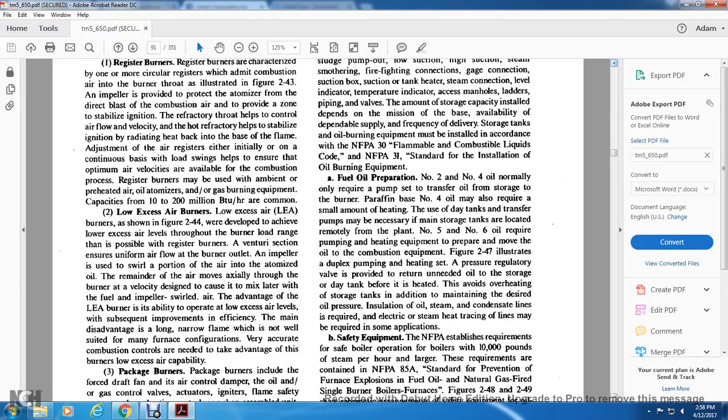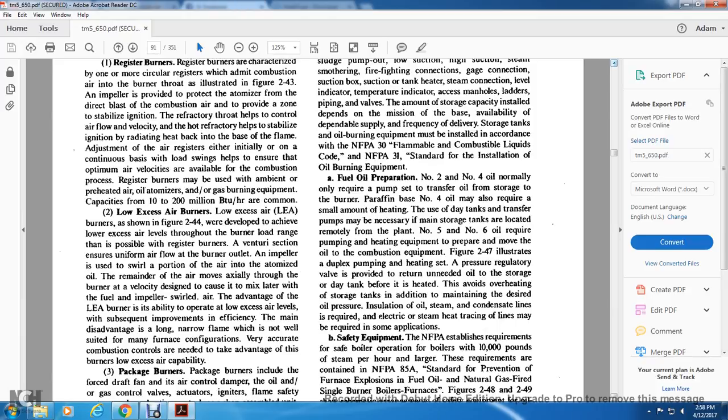Fuel oil preparation. Number 2 and number 4 oil normally only require a pump to transfer oil from the storage to the burner. The paraffin base of number 4 oil may also require a small amount of heating, though use of the day tank's transfer pump at the main heater or the main storage located remotely from the plant.